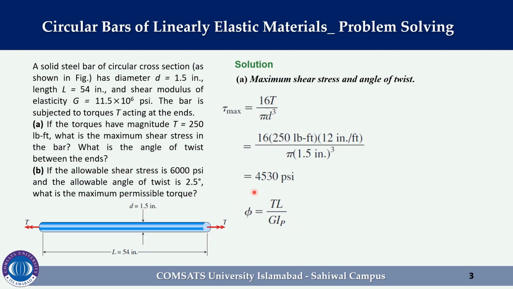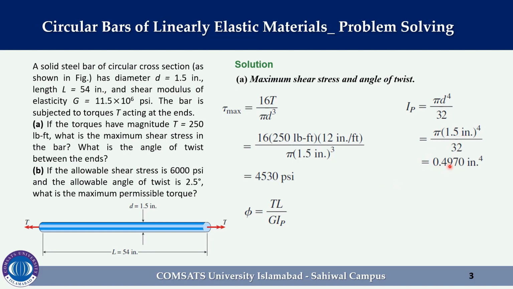In the same way, the angle of twist is obtained by using the equation phi is equal to TL over G Ip. Here G is the shear modulus of elasticity and Ip is the polar moment of inertia. The values of torque T, length L and G are already given in the statement, but we have to find the polar moment of inertia Ip. The equation of polar moment of inertia for a solid circular bar is Ip is equal to pi d to the fourth over 32. We know the value of d, that is 1.5 inch, so the value of polar moment of inertia is 0.4970 inch to the fourth after putting the value of d in the equation.